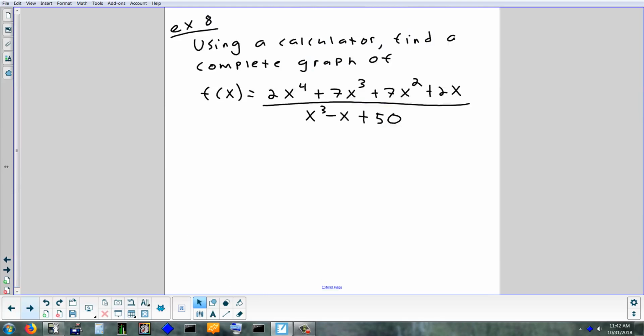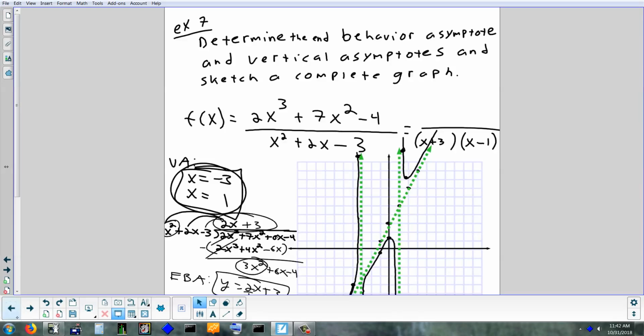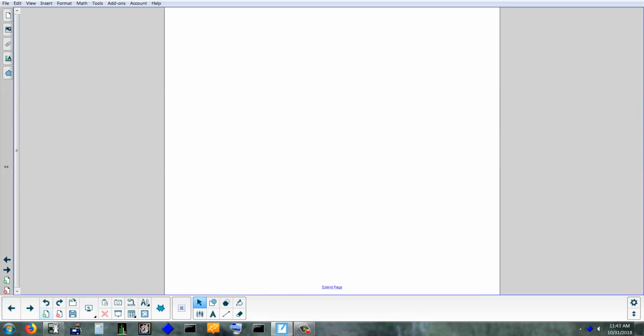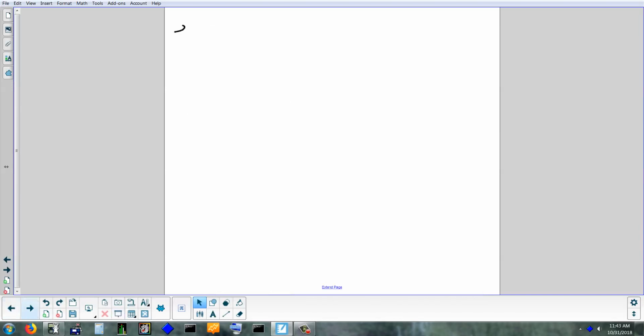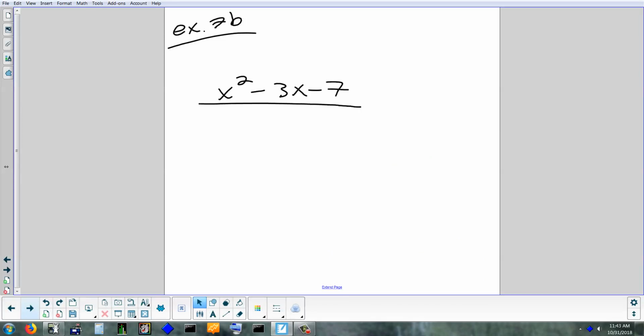All right, let's try this one. Actually, you know what? I want to do another slant, but I want one that's easier than that one. So let's call that example 7, right? Let's call this 7B. By the way, my numbering continues from the examples from yesterday. That's where that's from. Let's try x squared minus 3x minus 7 divided by x plus 3.